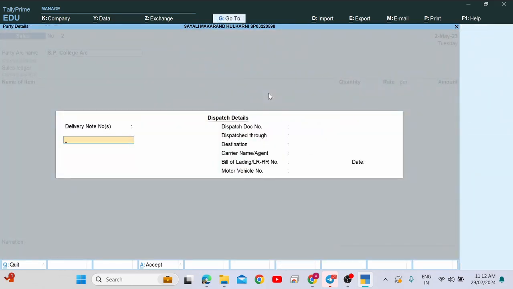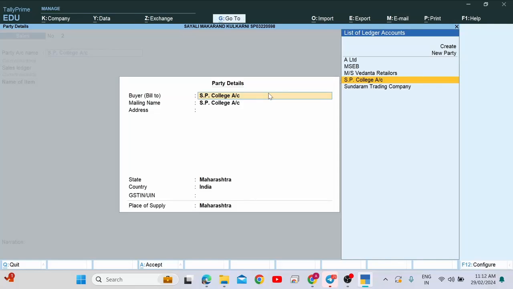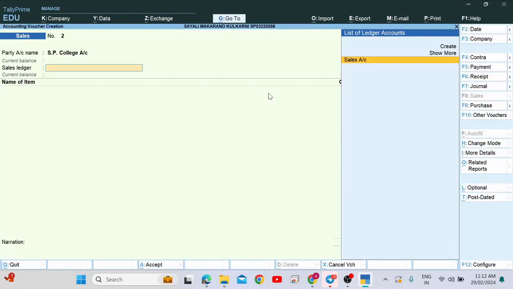All other fields, no need to change them. We don't have any information about those fields, these dispatch details. Enter. Simply accept it. How to accept? I have already explained. Correct.